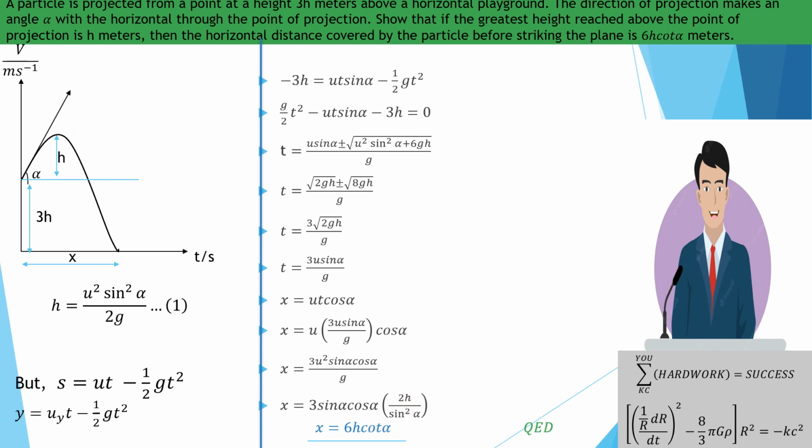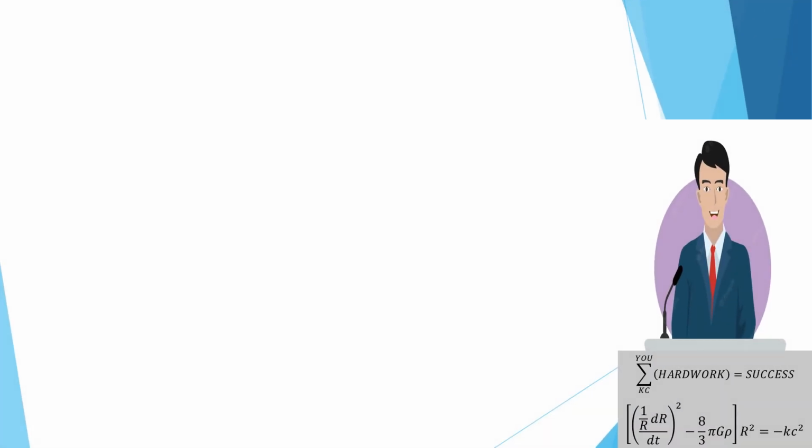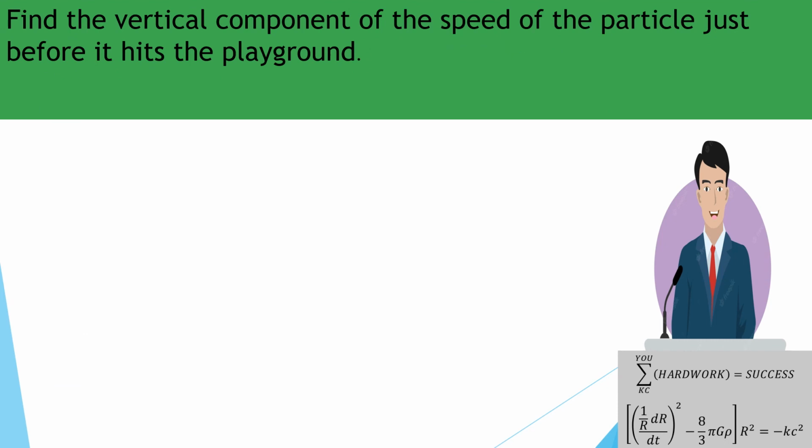So let's head over to the next part of the question. The last part of the question says find the vertical component of the speed of the particle just before it hits the playground. So before it hits the playground, we are talking about the vertical component of the speed.